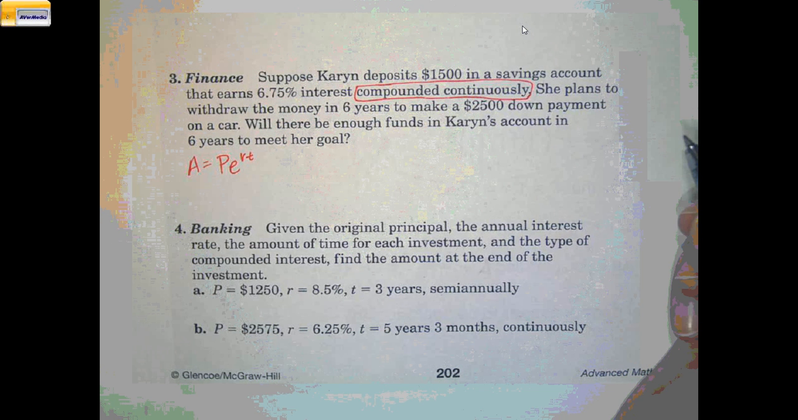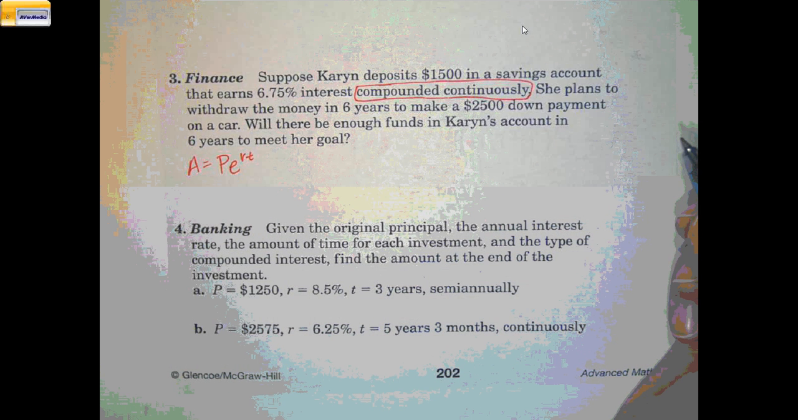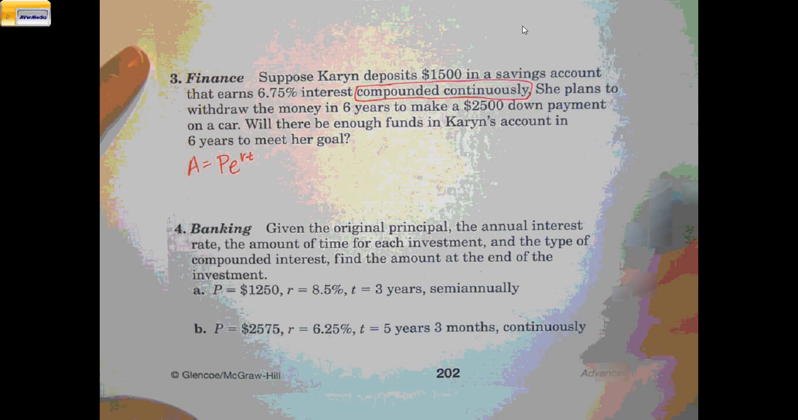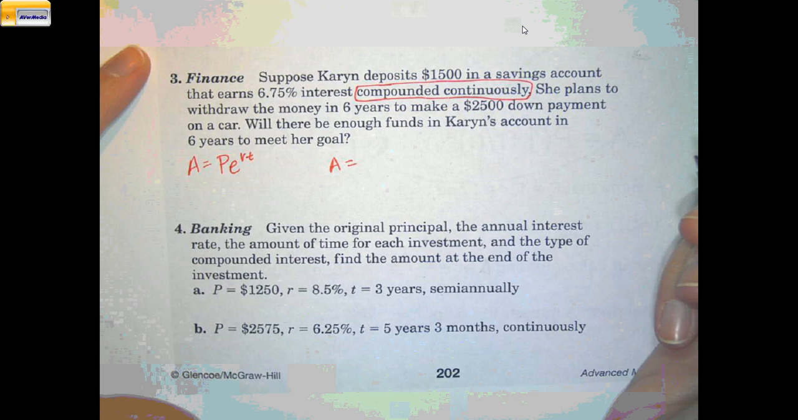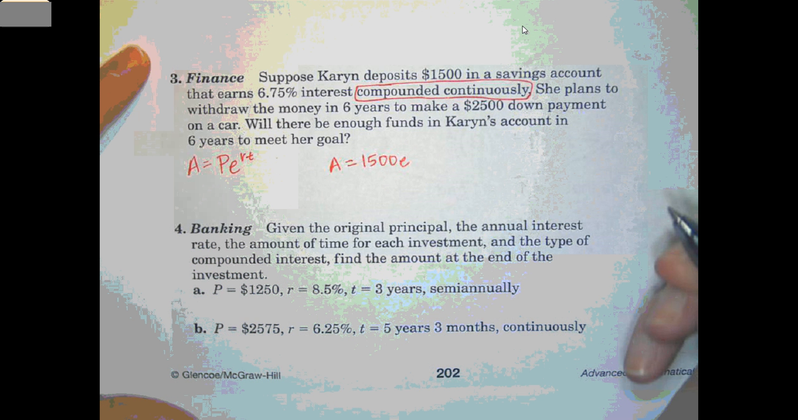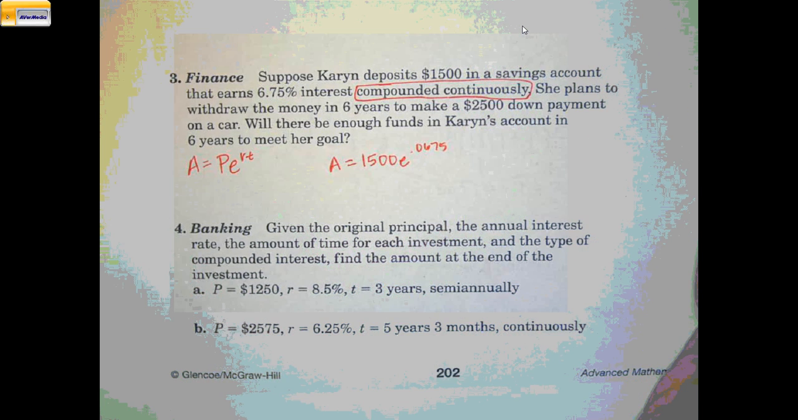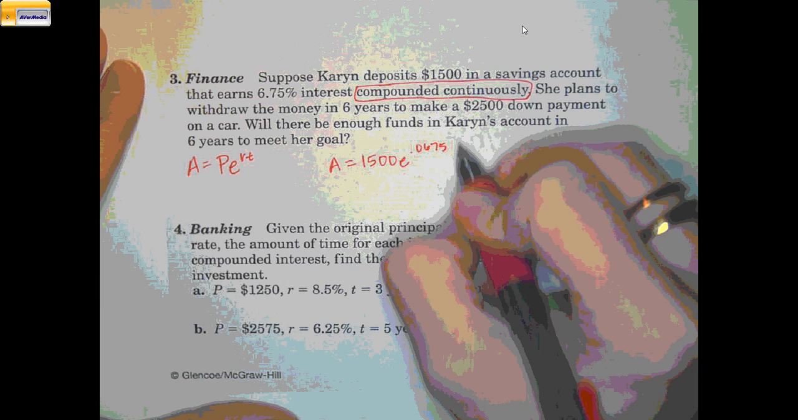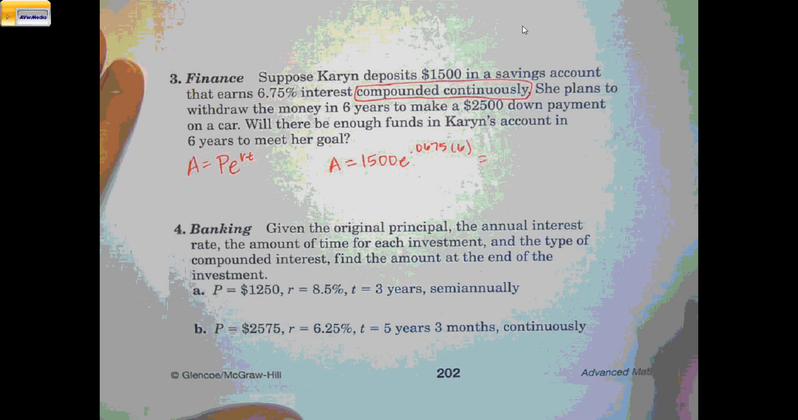She plans to withdraw the money in 6 years and to make a $2,500 down payment on a car. Does she have enough money? Let's find out. We don't know what she'll have in the end, but she started out with how much money in the account? $1,500 times e to the RT. What do I put for R? 0.0675. Don't forget it's a decimal. And for how long? 6 years. Type that in your calculator. Let's figure out what we get.